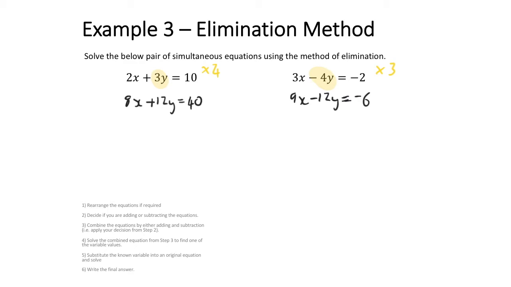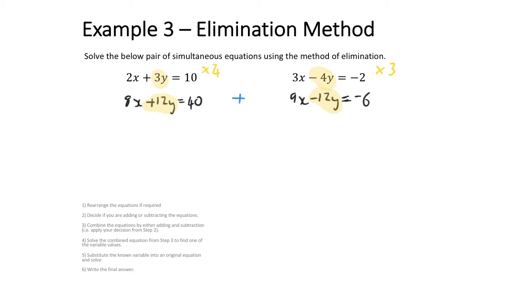After making those adjustments to my equations, I can see that I have got a positive 12y and a negative 12y. So I now have a variable with the same coefficient, and I can go ahead and look at combining my equations. Because I've got a plus 12y and a minus 12y, I want to add them together. Remember, the point of combining our equations is to eliminate one of the variables. So if I add 12y and negative 12y together, they are going to eliminate each other.